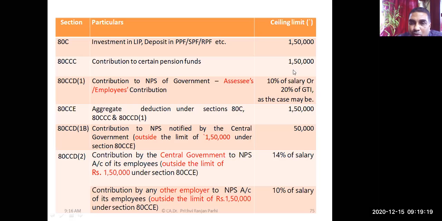There is no amount-specific limit under section 80CCD1. So your query was whether this limit is 50,000 or not. Your query is answered. There is no such limit of 50,000 under 80CCD1. Is it clear to you? Yes or no? Yes, sir. Or do you still have some doubt? It's clear. Yes, sir. Okay, should we proceed now? I think fair enough. These things are quite clear.